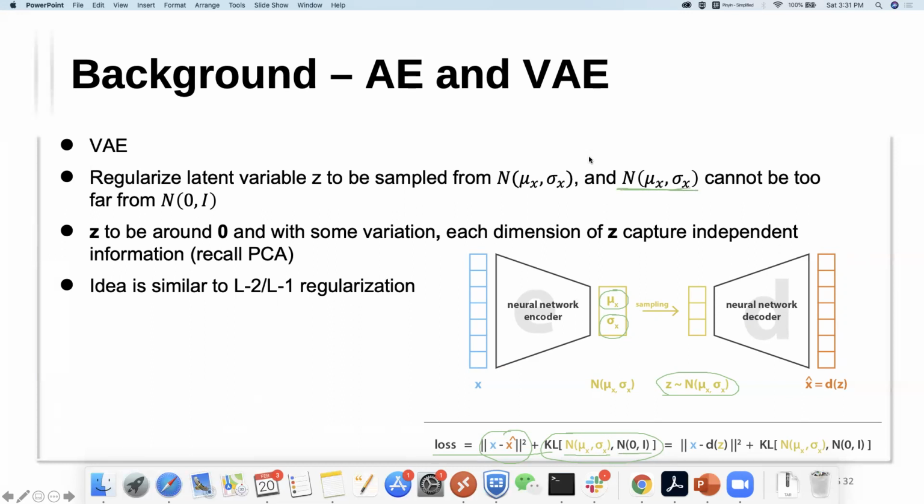So you can understand it like this. It tries to regularize Z to be around zero and with some variation. Also, each dimension of Z shall capture independent information. So the idea is similar to L2 or L1 regularization, where you try to make the weights close to zero.